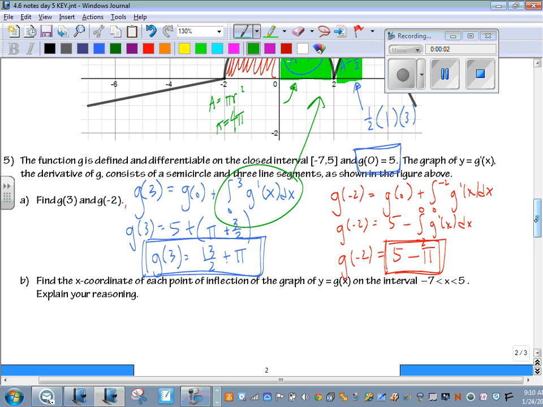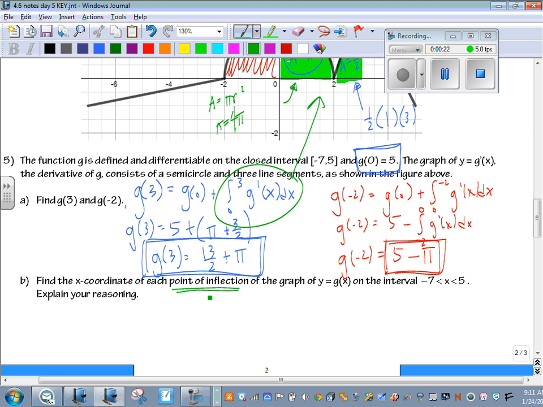Part B asks, find the x-coordinate of each point of inflection of the graph of y equals g of x. So the original function, where does it have points of inflection on the interval from -7 to 5? And then we need to explain our reasoning. So let's not look at the graph and get freaked out like I've never done one like this before. Let's think about what we do know.